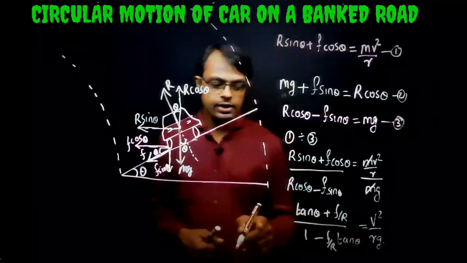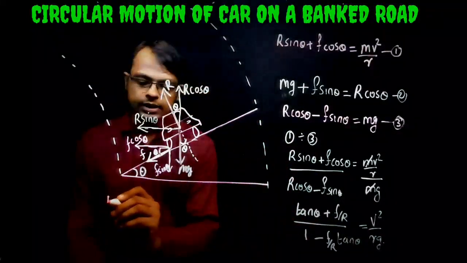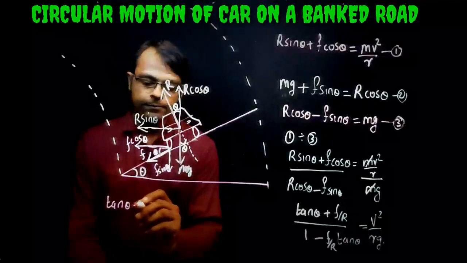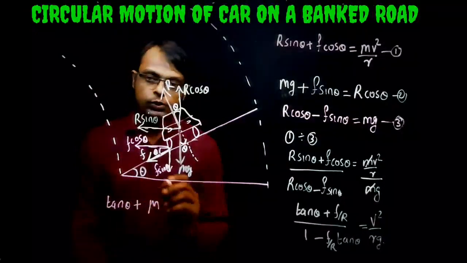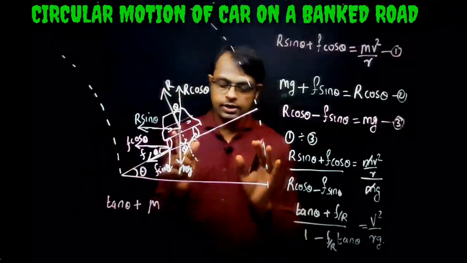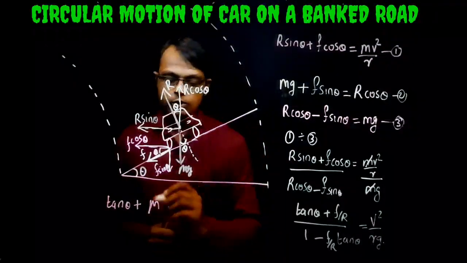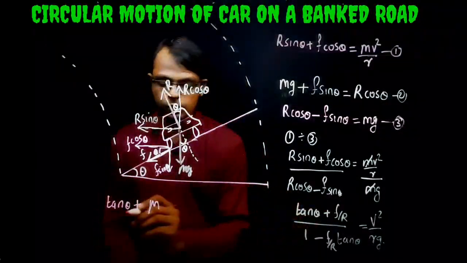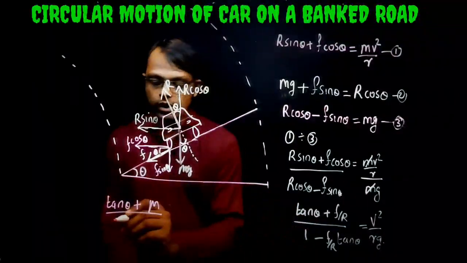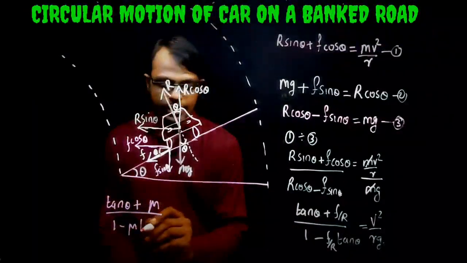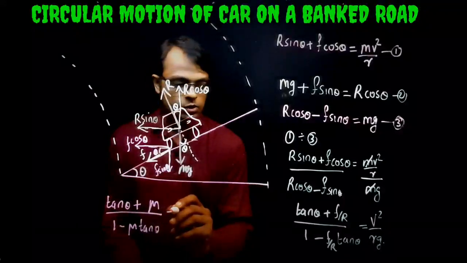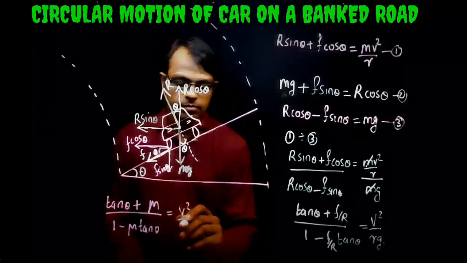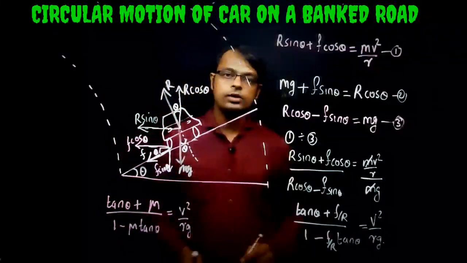So we can write this equation as tan theta plus mu. Okay, I am writing only mu here. Mu means the coefficient of friction. Here it is static friction. So tan theta plus mu divided by 1 minus mu tan theta, which is equal to v square divided by rg.